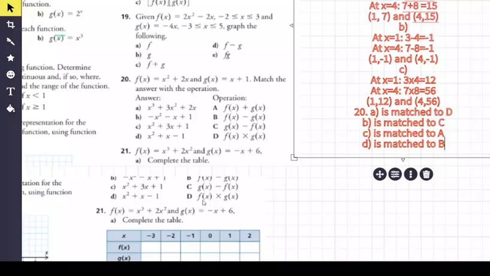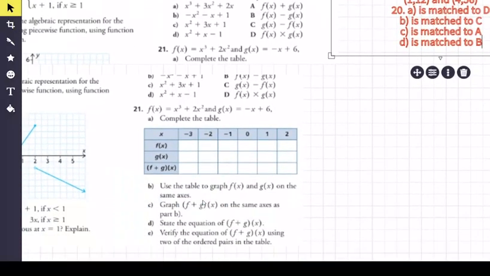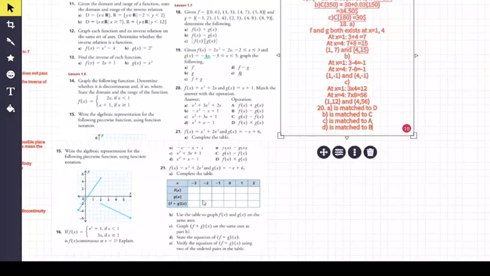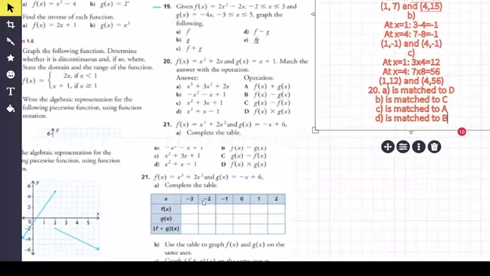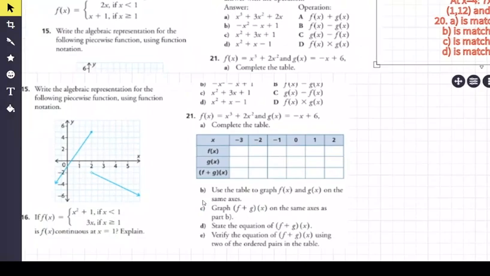Let's go ahead and do the last question here. This is our very last question. This should be the end of your practice, and hopefully you're ready for your Unit 1 chapter test. Let's go ahead and do this.